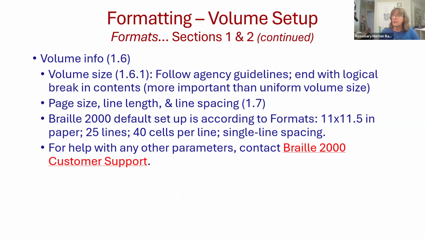Setting up our volumes, the first thing: Braille 2000 default on the way things are imported is based on formats. Even actually before we talk about importing, when you open a Braille 2000 page, the default is set at the page size, line length, and line spacing recommended in formats. So we have, I'm actually sharing over here, the 25 lines, 11 by 11 and a half inch paper, 25 lines, 40 cells per line, single line spacing. That's in there.